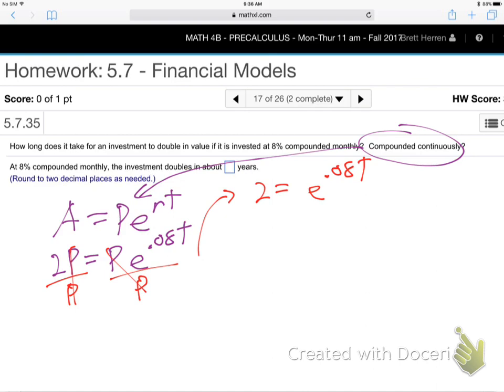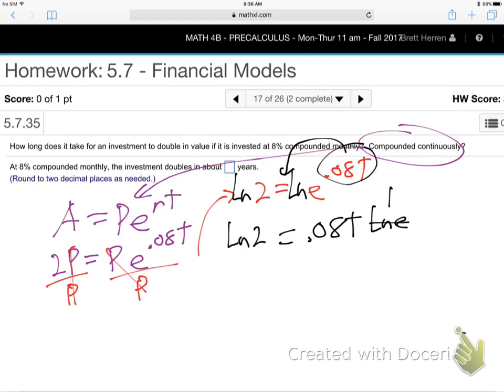So you just divide off that P on both sides, like that. And then t's in the power, so you know the deal. ln both sides. The whole power is dethroned. And the ln of e is 1. So 0.08t is ln 2. At this point, it's just divide. Once the t's out of the power, it's so easy to handle. Just divide by 0.08. And there we go, ln 2 over 0.08.